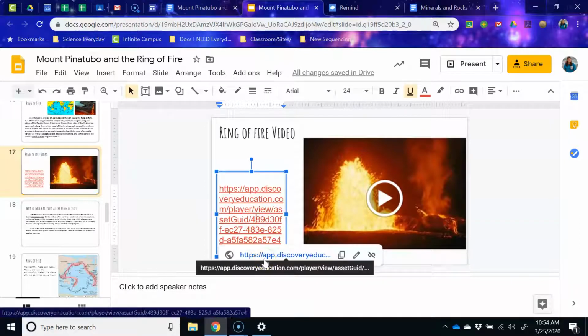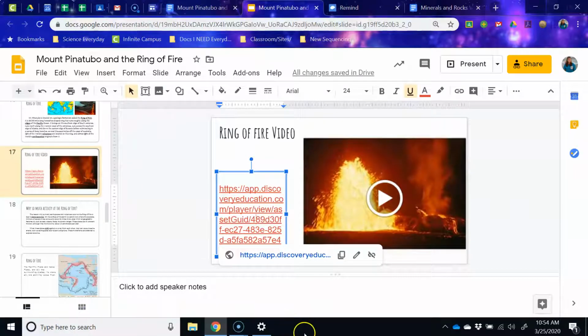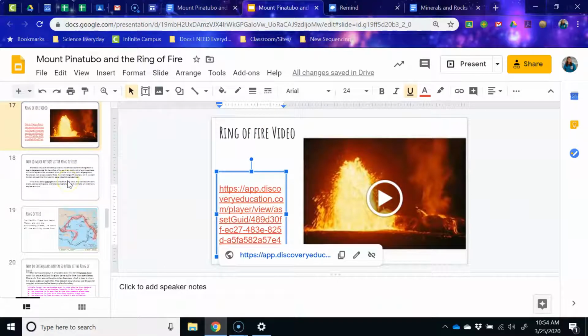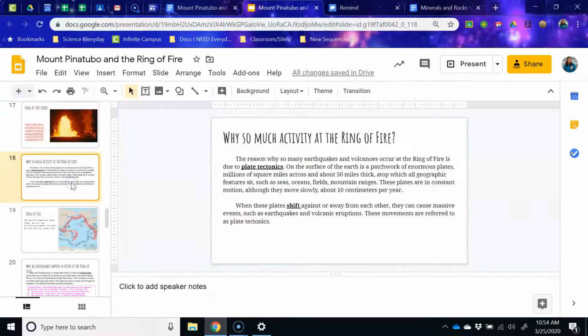So to see this, you're going to have to log in to Discovery Education. Remember, it's the big D down here. I think it's blue on your screen that you click, and it'll take you to Discovery. And once you log in, this should open and let you see it. You may have to refresh. Remember, I'm not sure what that's going to do.